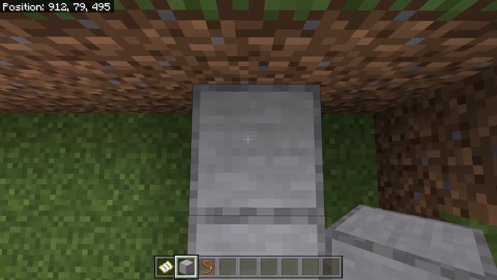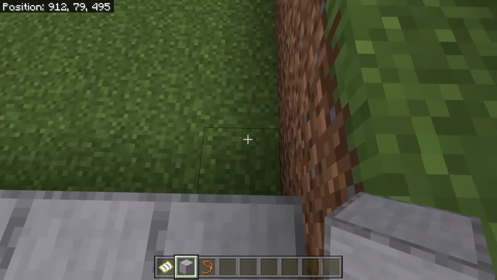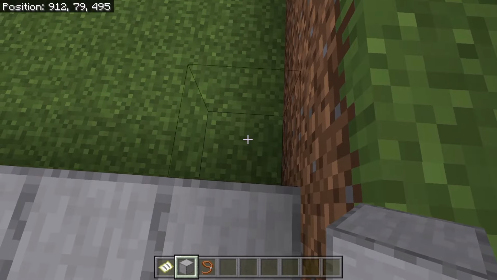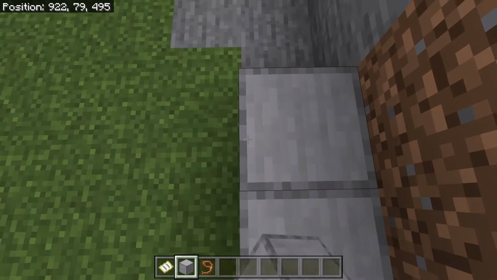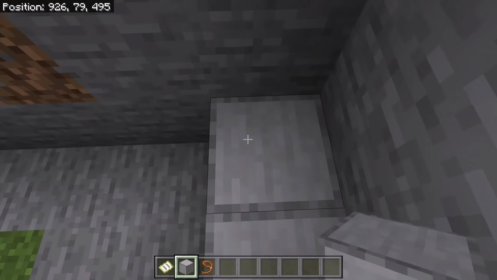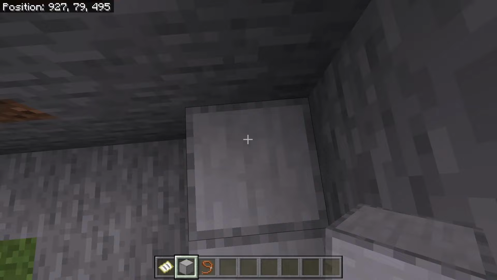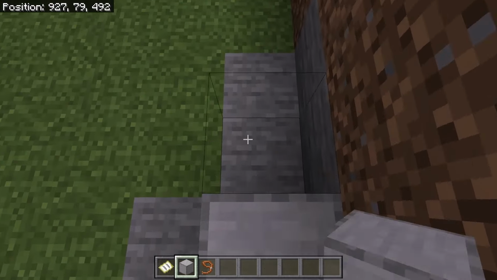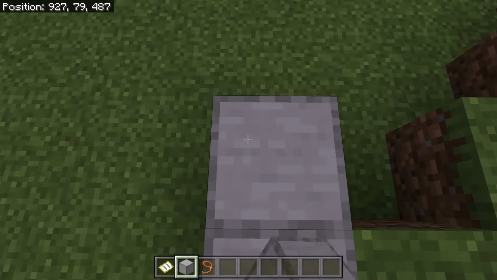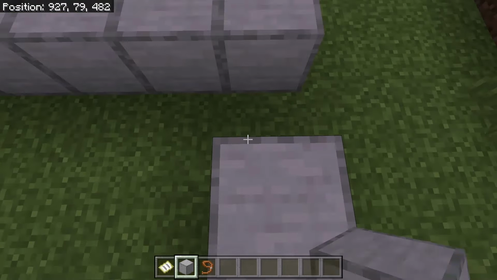After you have placed those blocks, turn to the side. Then place 15 solid blocks over here. 1, 2, 3, up to 15. After you have placed those blocks, turn to this side. Then place 14 blocks over here. 1, 2, 3, up to 14.